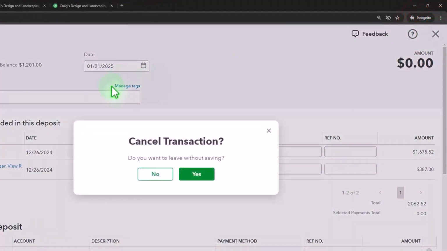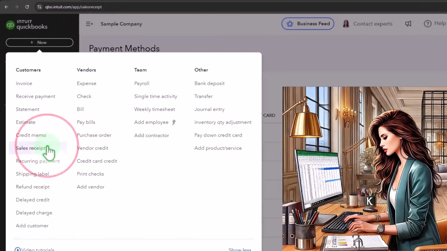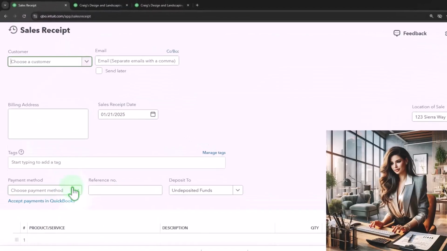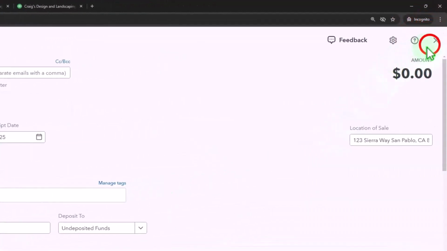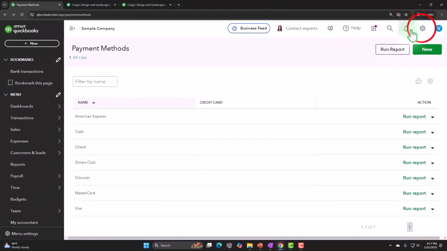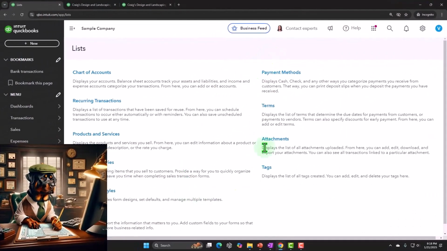Now, the other form that you're going to have that with is the sales receipt form, because then we get paid at the same time. Payment methods, same payment methods. So those payment methods are going to create this list over here in the all lists on the payment methods.